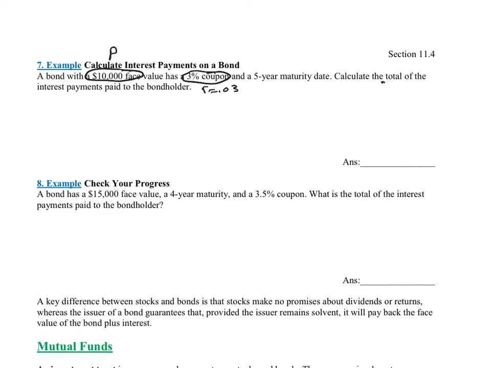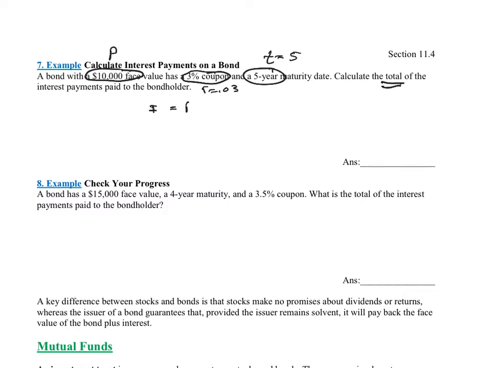It says calculate the total of the interest payments. If it's the total of the interest payments, then they do want T equals 5. Reread these questions very, very carefully because it might say, what is the annual? And if it's annual, you would have had to use T equals 1. So just be very careful when you do these problems on WebAssign.